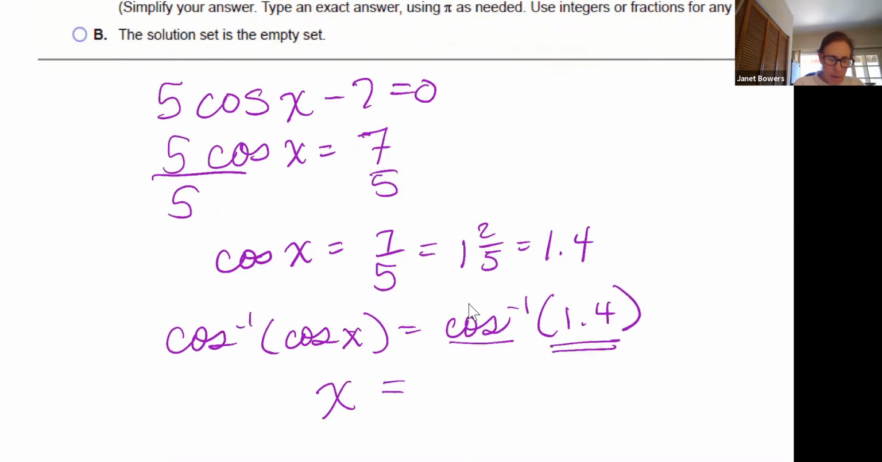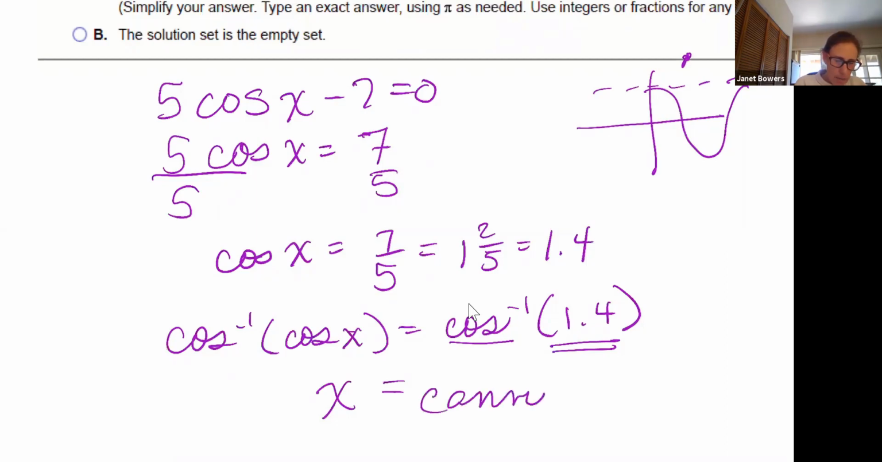Well, what's odd about this is, remember that there is no angle where the cosine is greater than 1. The cosine function looks like this, and the highest it ever goes is 1. So there could never be a point up here at 1.4. Thus, this cannot be solved. X cannot be solved, and the solution is the empty set.